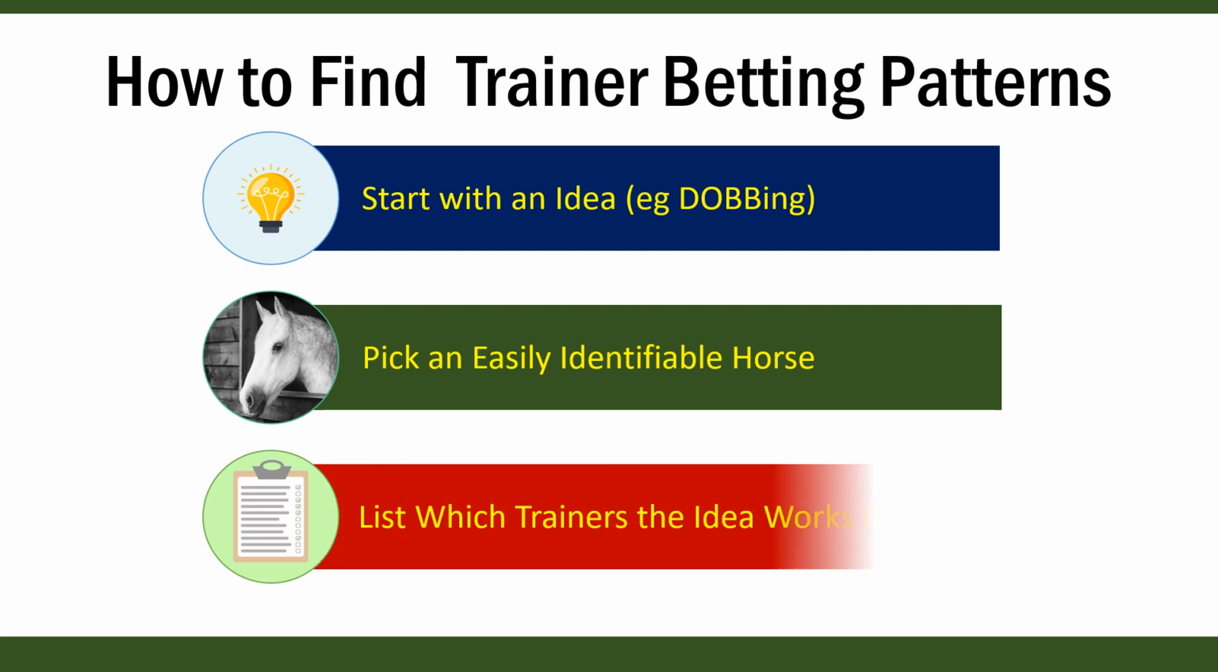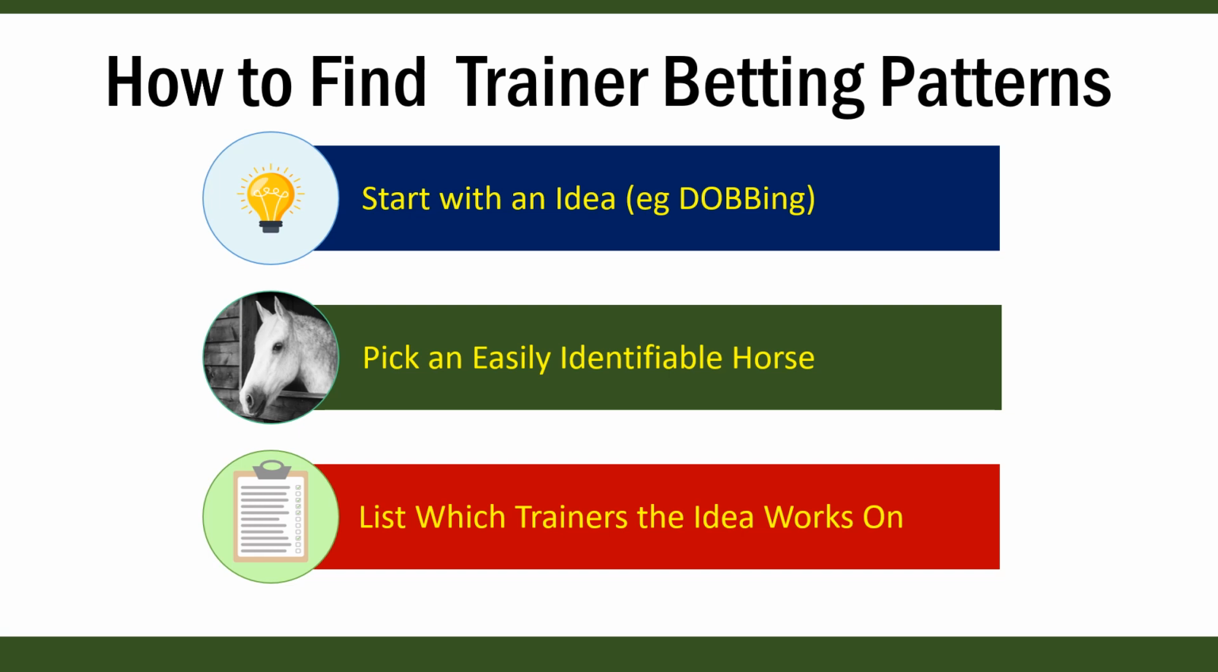The third thing that you can do is list which trainers the trade works on and the trainers your strategy doesn't work on. What I'm trying to do here is keep the first and second factors as constants. Dobbing is a constant, it's not a variable. And the horse, strictly speaking, isn't a constant because no two horses are exactly the same. However, if you can narrow down the horse type on the basis of form, it can be regarded as more of a constant than a variable.